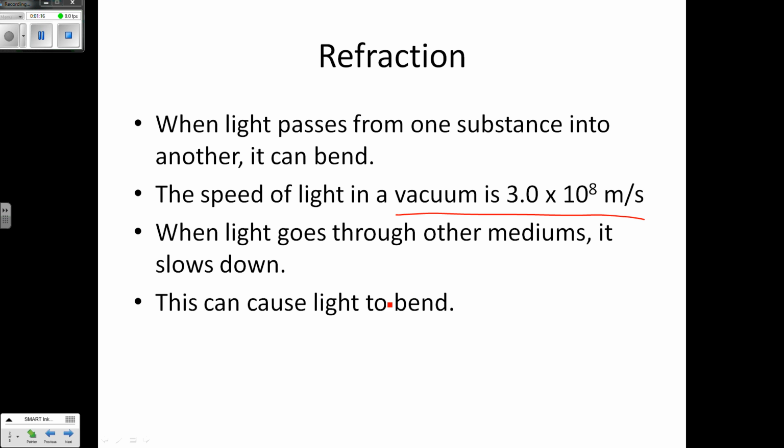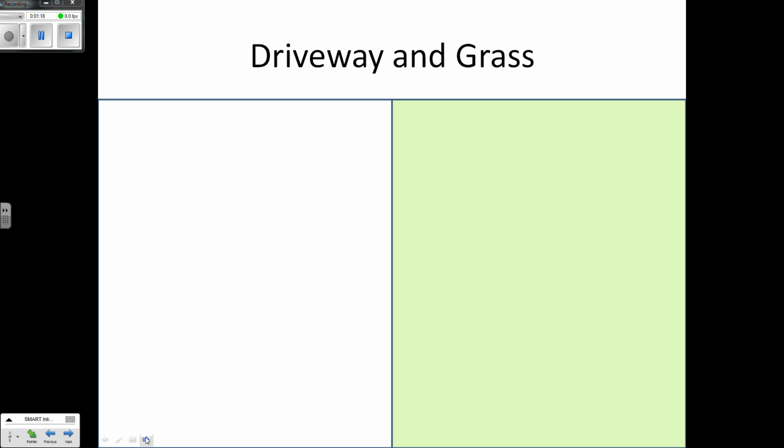Let's look at an analogy to kind of visualize this situation. Let's say you have one of those nice little big wheel toys or four-wheel cars, and you're driving from your driveway into the grass. Now, in the driveway, the car can go a lot faster, and the grass slows it down. If you drive head-on from the driveway into the grass, you're going to keep going in a straight line, but you're going to slow down once you hit that grass.